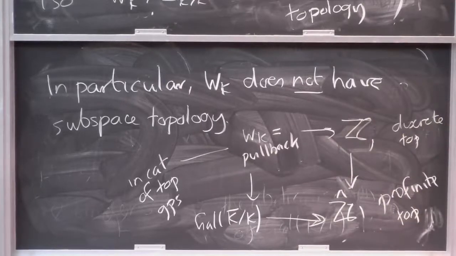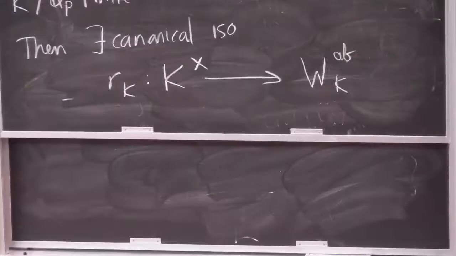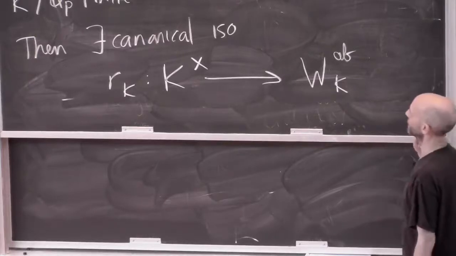But when you think about it, that's exactly what K star looks like, right? K star has got O_K star, the units, which are a profinite group, and then the quotient of K star by O_K star is just a copy of Z, the integers, with the discrete topology. So in fact, K star has a very similar feeling to W_K, has a profinite part and a discrete part, and in fact, it turns out they're related. There's a canonical isomorphism r_K from K star to W_K^ab.